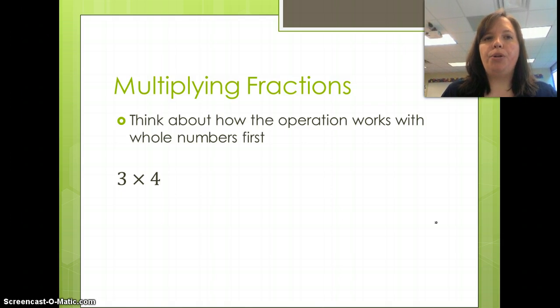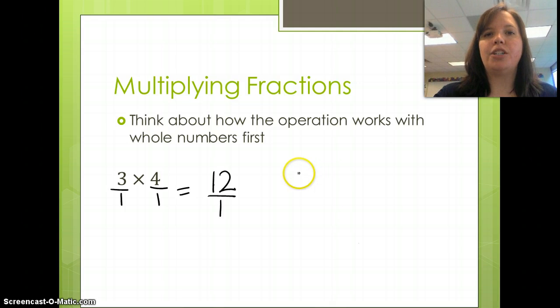So when we think about whole numbers first with multiplication, let's turn these into fractions. 3 times 4 is 12, but how can we turn those into fractions? Well, 3 is 3 over 1, 4 is 4 over 1. Any number can be turned into a fraction if you put it over 1. And then think, if the answer is going to come out as 12 and I have to use multiplication, how do we do that? Well, it looks like we just multiply those numerators, and in this case you multiply the denominators.